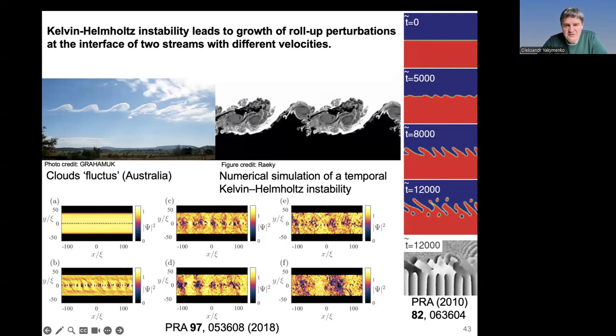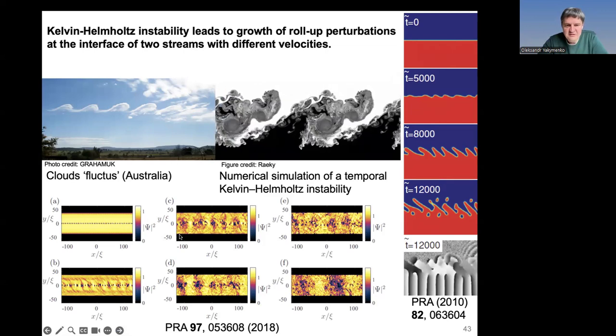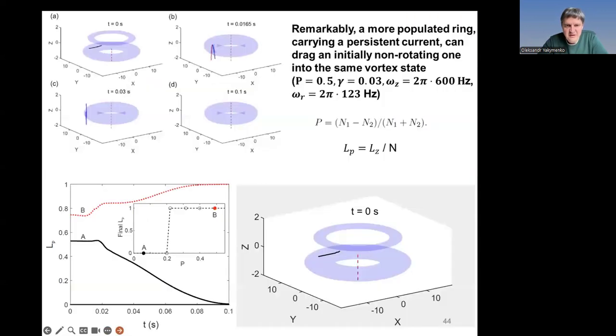Here you have formation of the vortices, like in classical and quantum systems. But what is remarkable here is that in this case you get a final state which is practically never the zero angular momentum state. And this is the manifestation of the quantum effects.